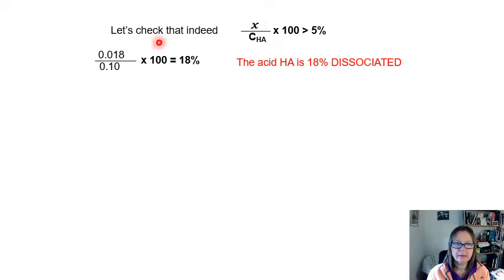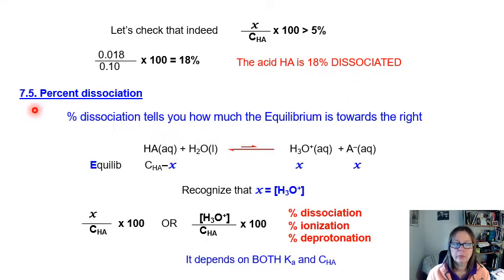So remember, X is 0.018. The nominal concentration was 0.1, times 100, it gives us 18%. So the acid HA in this question 11 was 18% dissociated. That introduces the concept of percent dissociation. The percent dissociation tells you how much the equilibrium is towards the formation of H3O plus and A minus.